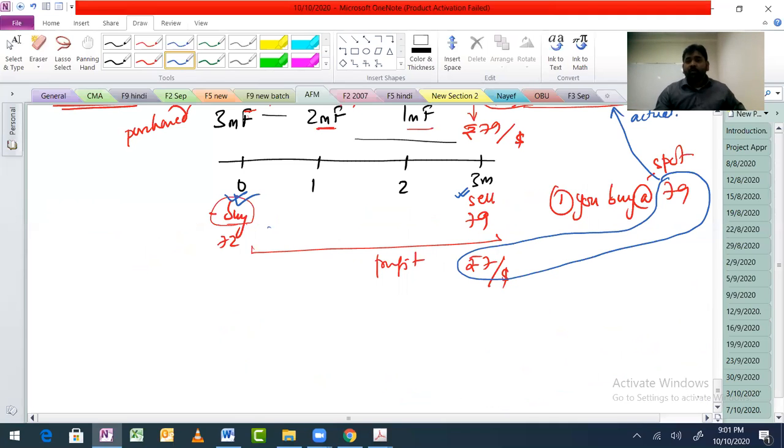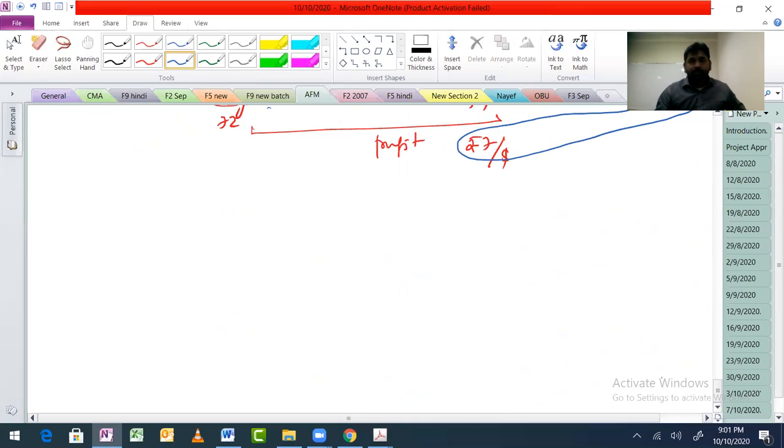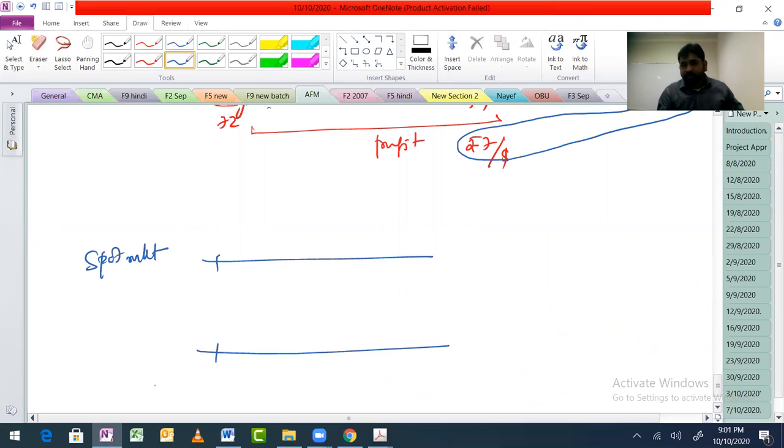See what happens in the future market. Whenever we get a question, we'll do it like this. We'll draw two lines. One is the spot market, where you do something, and the other one is the future market. What are you going to do in the future market?